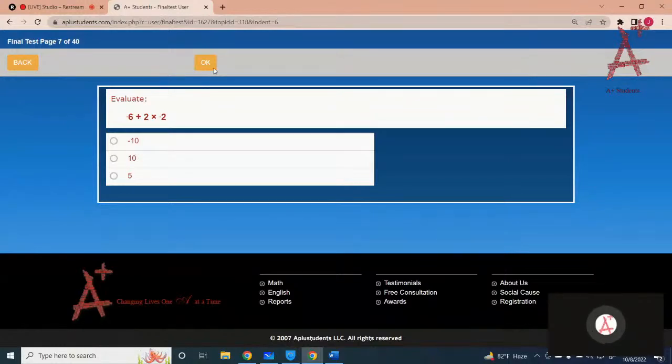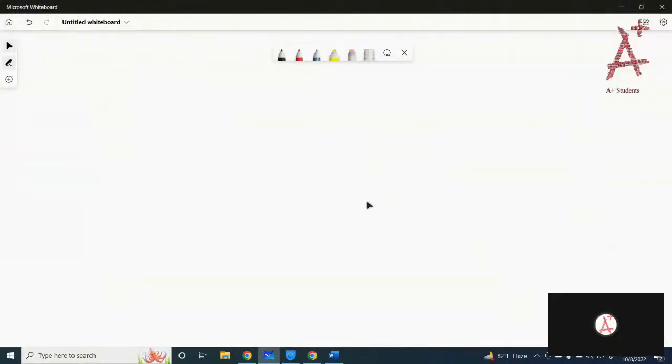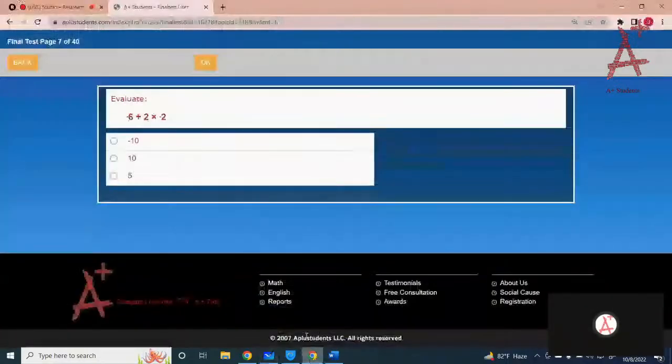Okay, -6 plus 2 times -2. First you have to do multiplication because multiplication has the higher priority. Got it? So 2 times -2 is -4, and you are adding two negative numbers, so your answer must be negative, and 6 plus 4 is 10. Got it? So the correct option is -10.